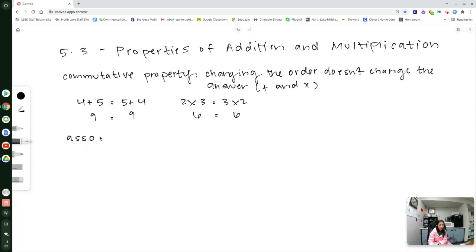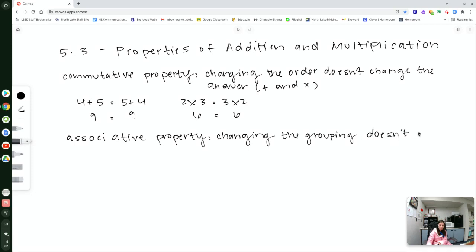The next property we're going to talk about is called the associative property. The associative property says that changing the grouping of your numbers doesn't change the answer. Again, this is only true for addition and multiplication. So when I'm adding or multiplying numbers, changing the grouping does not change the answer.